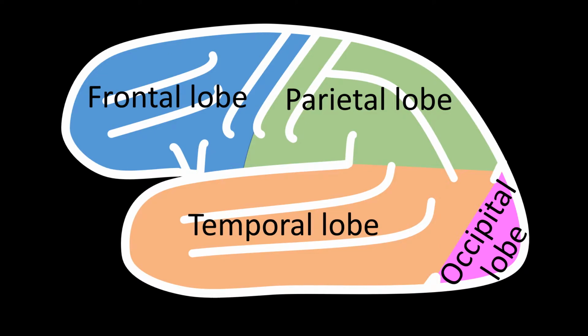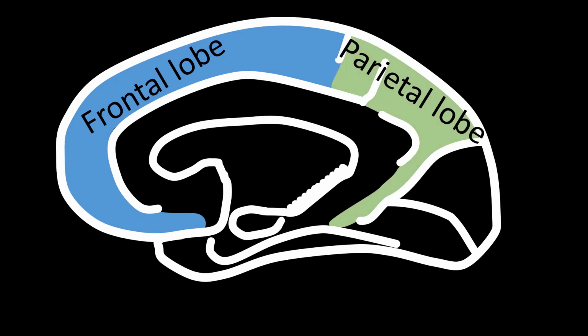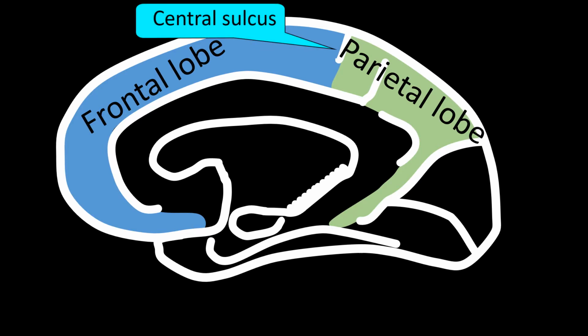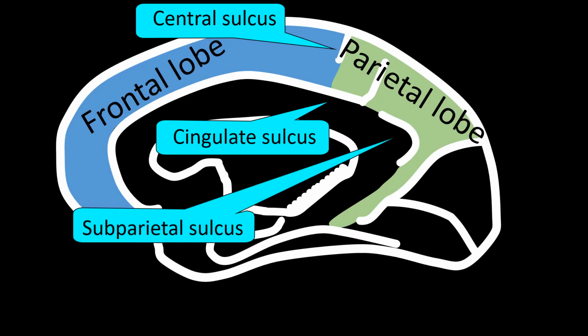Again, we are looking at the left hemisphere lateral surface. The arrow is indicating the parietal lobe. In this view of the right hemisphere mesial-inferior surface, the one we have been using, I have colored the frontal lobe. Now I have colored the parietal lobe. The parietal lobe is behind the central sulcus, above the cingulate sulcus, and the subparietal sulcus.